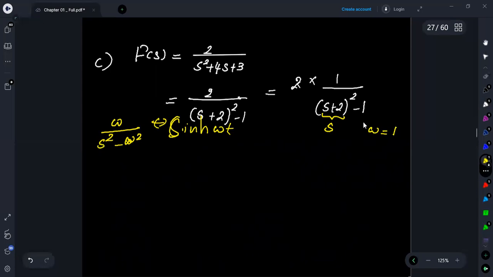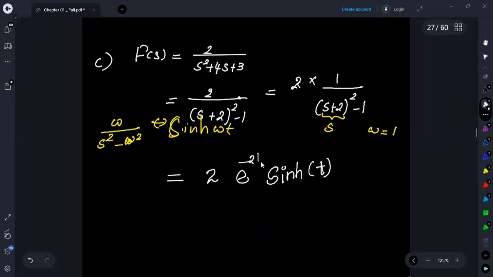So then the answer should be 2 sinh t. But in this problem, we can see that s is replaced by s plus 2. So if s is replaced by s minus a, then we have to multiply the function by e to the power at, but here s is replaced by s plus 2, then we have to multiply this by e to the power minus 2t. So this is the answer for that question.